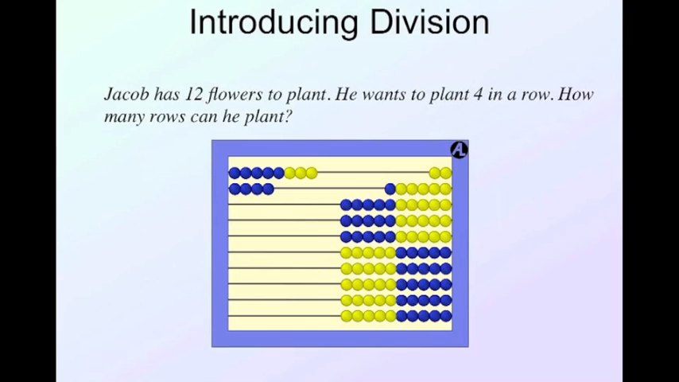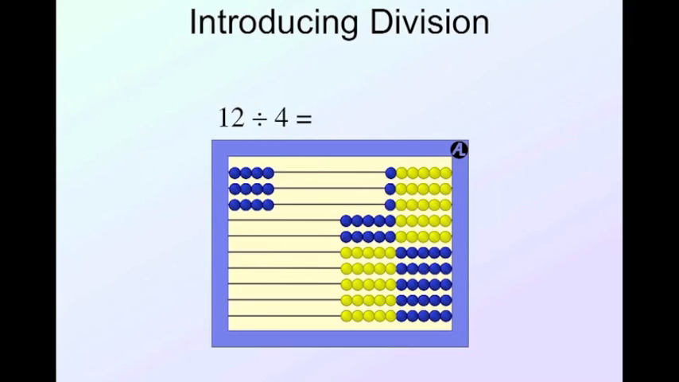Well, let's start out by putting on 12 beads, and I want 4 in a row. So let's use take and give again until we get 4 in our rows. We're going to use take and give. Oh, we can do 3 rows. Oh, that wasn't so bad. That's what division is. Of course, we can write it as 12 divided by 4 equals 3.